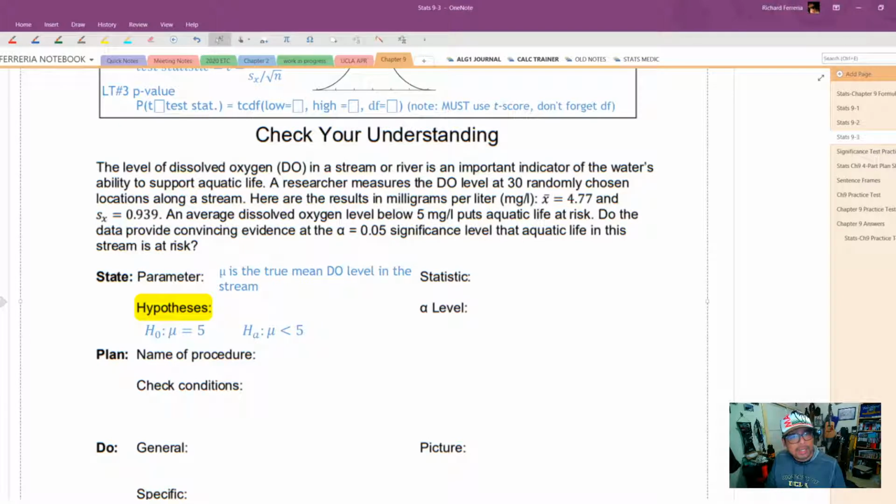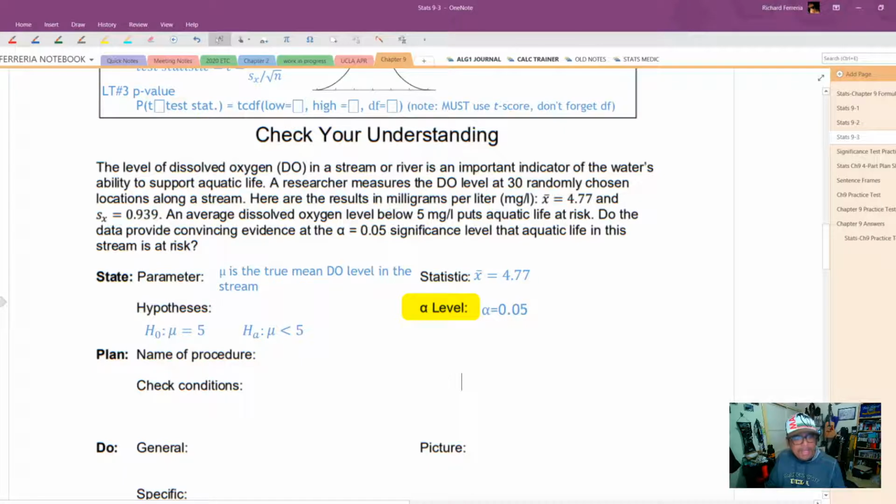Our statistic is highlighted earlier: x bar is 4.77. For the alpha level, that's also given, and alpha is 0.05. Name of the procedure, same idea. This is just one sample. The correct curve we're going to use is a t-curve, so it's a t-test, and the parameter is a mean. So, t-test for a mean. The next thing is to check conditions, and it's the same 3 conditions. We've got random.